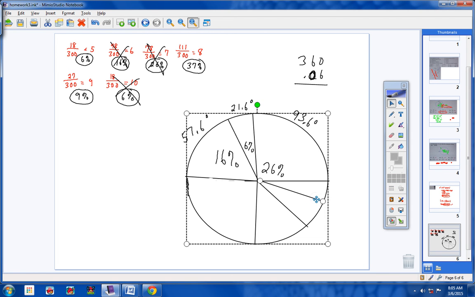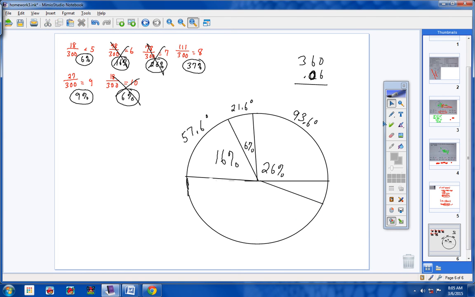So I'm going to take this and cut that in half again. And I'm going to get rid of this. Get rid of this. And there's my 6%, okay? So we'll put 6% right here. And we already know that's an arc length of 21.6 degrees. Alright, so cross that off. And now we're left with 9 and 37%.